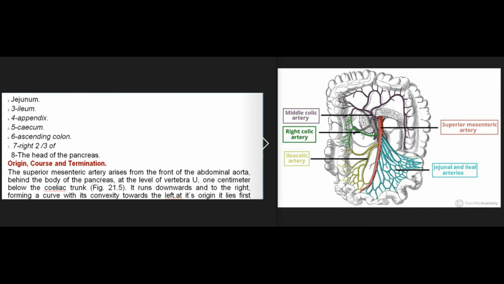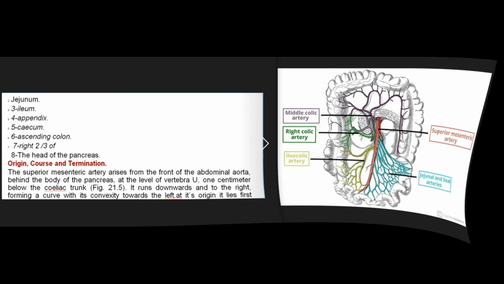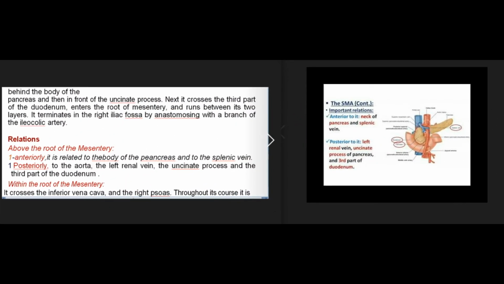Origin, course, and termination. The superior mesenteric artery arises from the front of the abdominal aorta, behind the body of the pancreas, at the level of vertebra L1, 1 cm below the coeliac trunk, Fig 21.5. It runs downwards and to the right, forming a curve with its convexity towards the left. At its origin it lies first behind the body of the pancreas and then in front of the uncinate process. Next it crosses the third part of the duodenum, enters the root of mesentery, and runs between its two layers. It terminates in the right iliac fossa by anastomosing with a branch of the ileocolic artery.